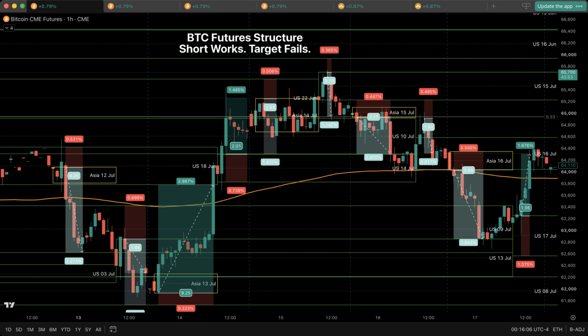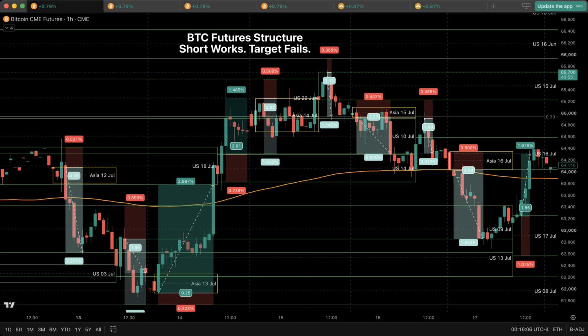July 13th U.S. gives the second message. The session forms expanded inside July 3rd U.S. memory. Price rejects the upper boundary. The short opens. It moves lower. It cannot reach July 8th U.S. lower boundary. The move stalls. The trade ends with small profit.